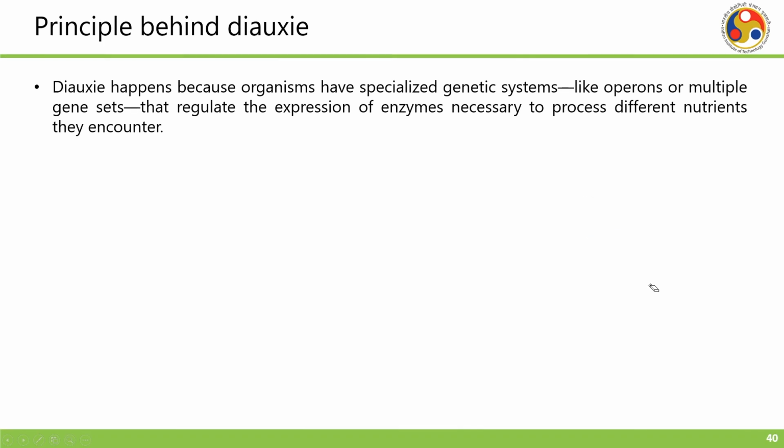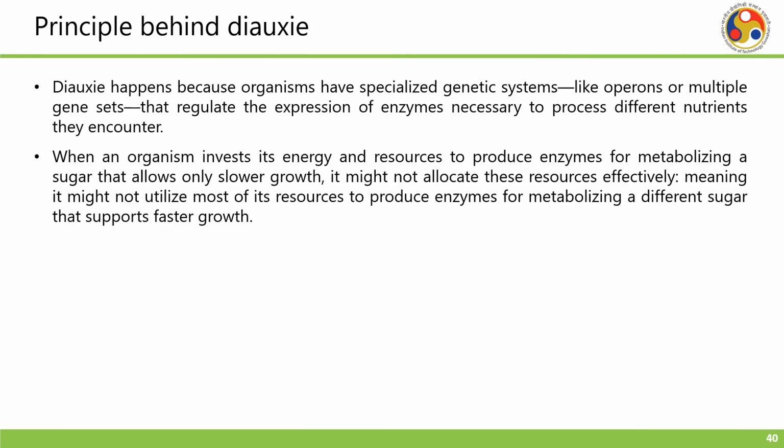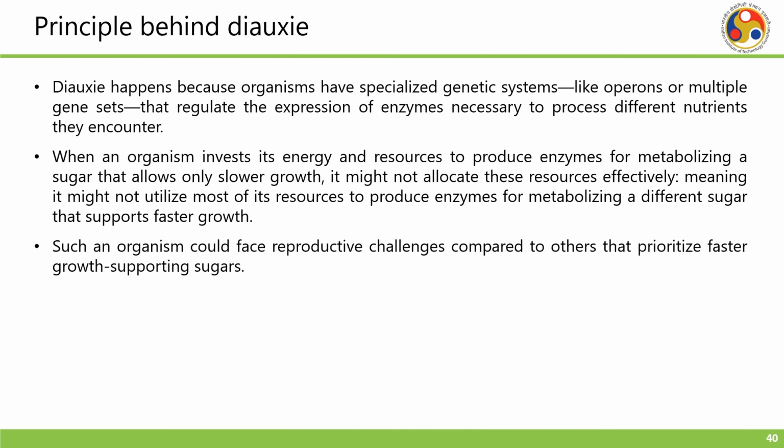So, here the first sugar is completely used up, and here the second sugar is completely used up. Diauxie happens because organisms have specialized genetic systems like operons or multiple gene sets that regulate the expression of enzymes necessary to process different nutrients they encounter. When an organism invests its energy and resources to produce enzymes for metabolizing a sugar that allows only slower growth, it might not utilize most of its resources to produce enzymes for metabolizing a different sugar that supports faster growth.